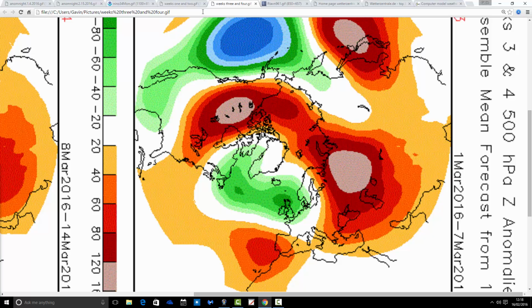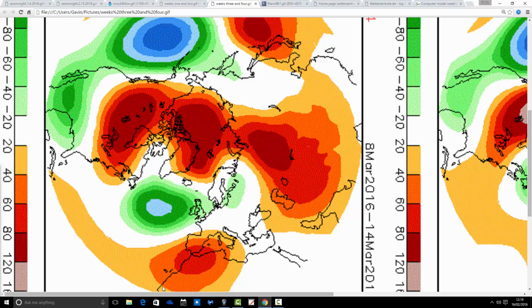Week 3, the 1st through to the 7th of March, looking like this, with a trough more or less on top of the country, so that's very unsettled. Jet stream probably a little bit to the south of us again, so quite cool. Very unsettled conditions going through to the start of March. And then week 4, which is the 8th through to the 14th of March, looks like this.